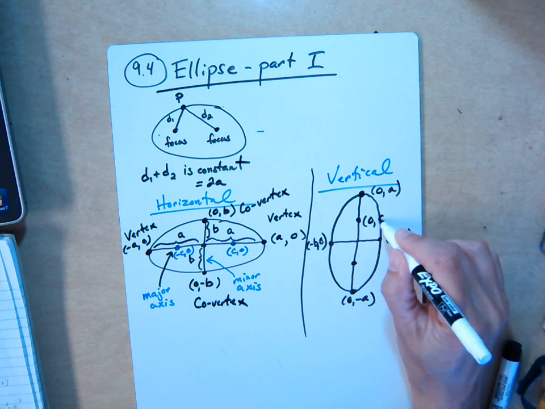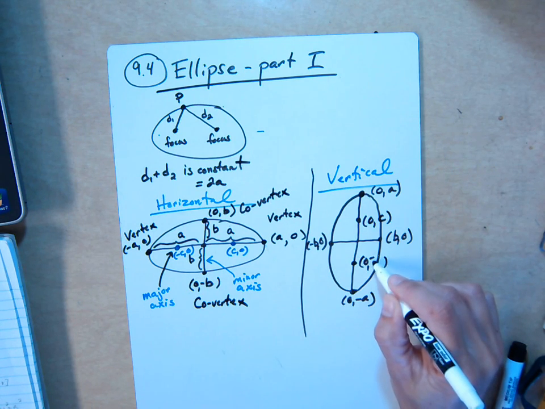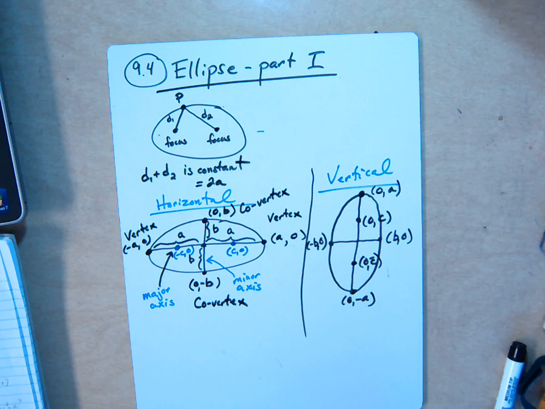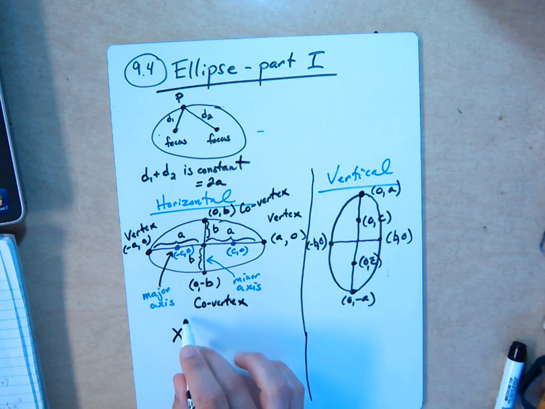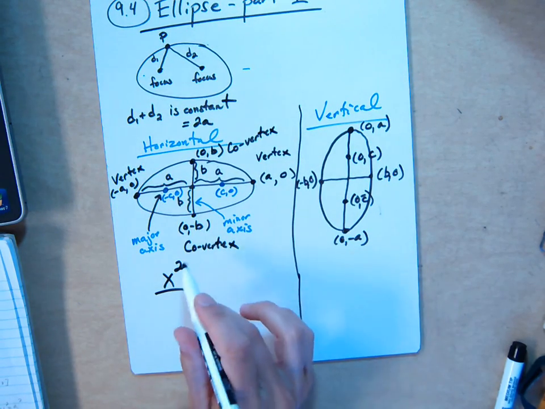0, negative C. And those are our focus points. Okay, and so we have that, and then the equations for each of these. If it's horizontal, it's going to be just this. This is what I want you to use, not the one on your formula sheet. This is all you need today.